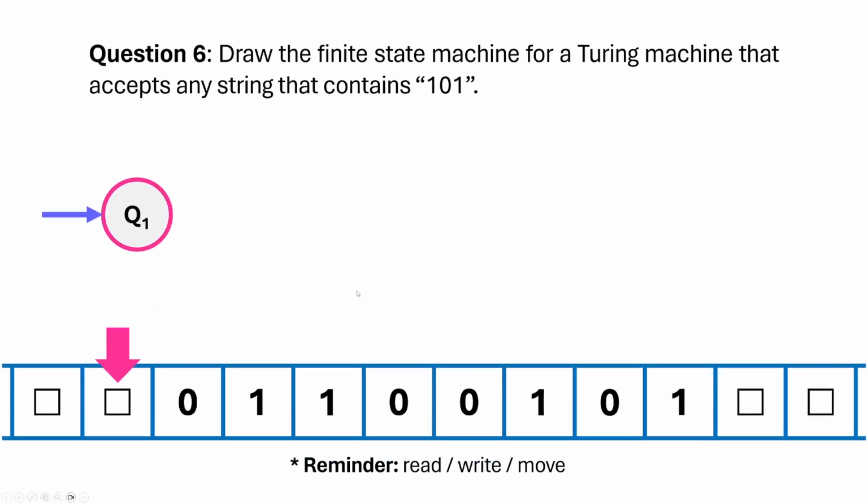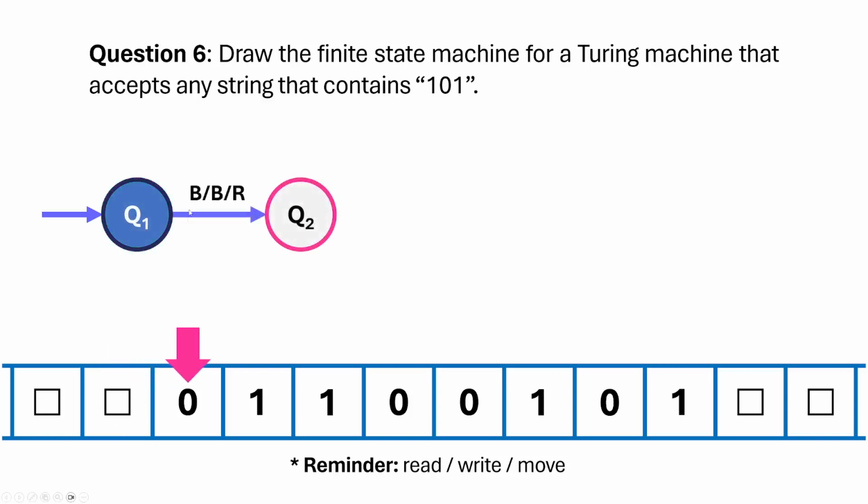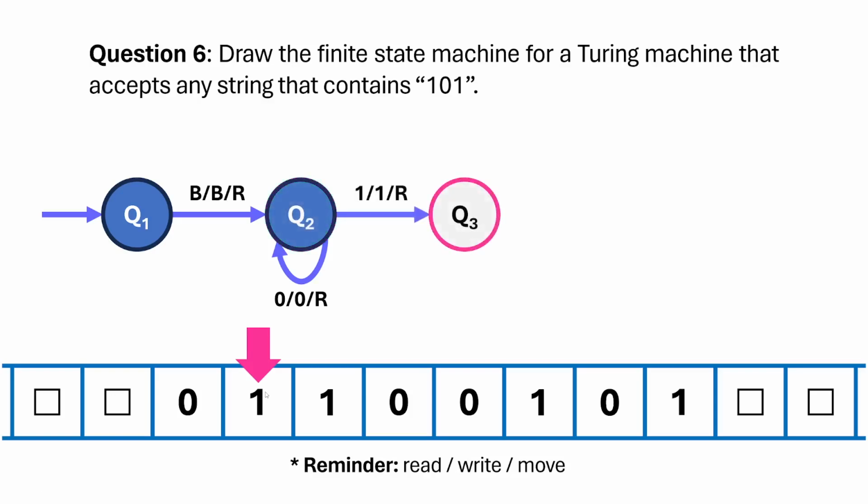So starting from Q1, let's just say that the head starts from this blank here. Of course, the head can be anywhere else, but let's just assume that we are starting from this blank. So we are reading the blank, we are going to write blank, and then we are going to move to the next state, which is Q2. At this point, we are getting 0. Like I said just now, if we are getting 0 instead of 1, we are going to loop it back to Q2 until it finds the value 1. So we are going to loop it back, right? 00R, loop it back until it finds the value 1. If it finds the value 1, it transitions to Q3.